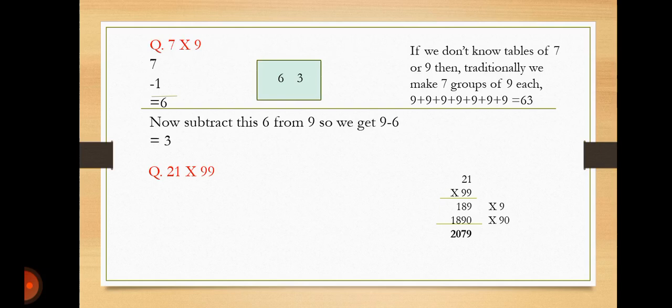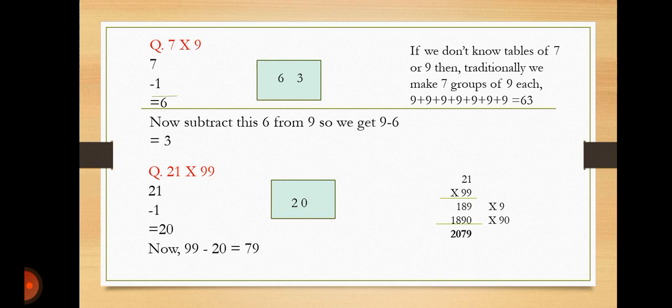Now what if we do some silly mistake in doing the carry forwards or we forget to add the carry forwards? Then we simply end up with a wrong answer. So the trick over here is, again we have to write the first number, that is 21. We subtract 1 from that 21, so we get 20. 20 becomes the first part of the answer. And now we subtract this 20 from 99, that is 99 minus 20, it's 79. So our answer is 2079.